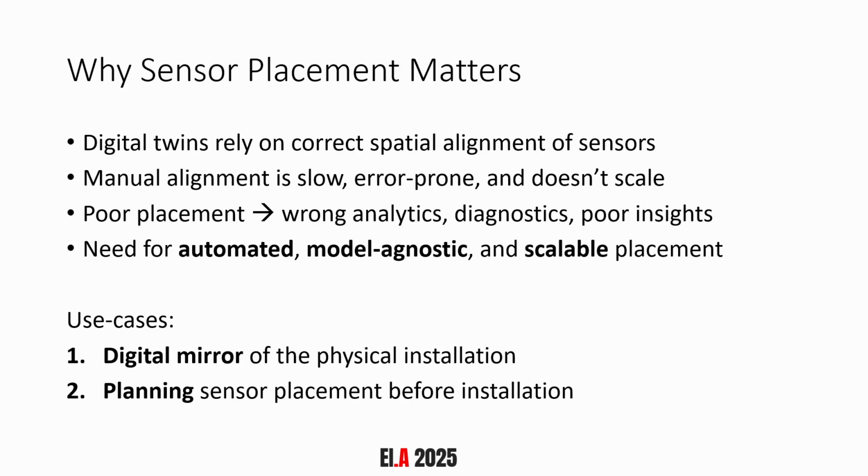So why does this work better? Digital twins rely on correct spatial alignment of sensors in order to give the correct impression, the correct analytics, and the correct maintenance that might be needed. Doing this process manually is very slow, so aligning sensors in 3D is very slow. It can be very error-prone and simply doesn't scale if you have to instrument a lot of sensors and align them. Poor placement leads to wrong analytics, diagnostics, and poor insights. So there's a need for automated, model-agnostic and scalable placement. We see the primary use cases of this paper as either making a digital mirror of the physical installation or as a planning tool for sensor placement before installation.